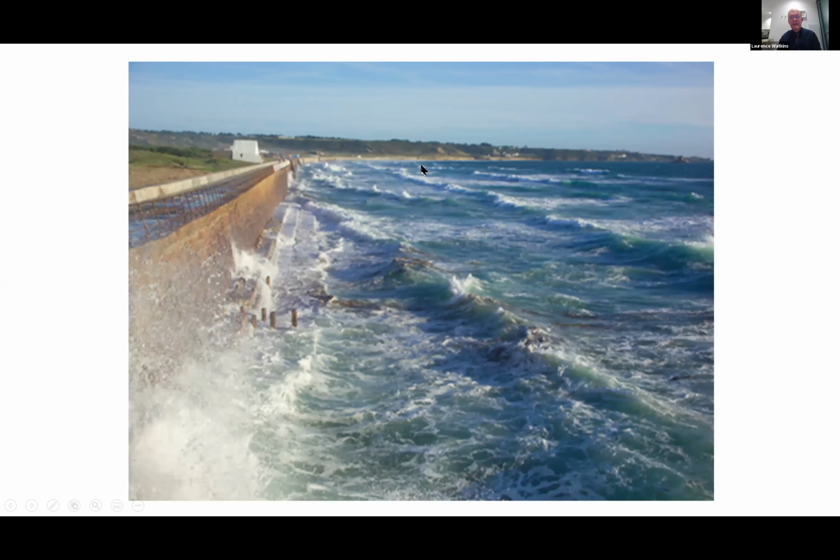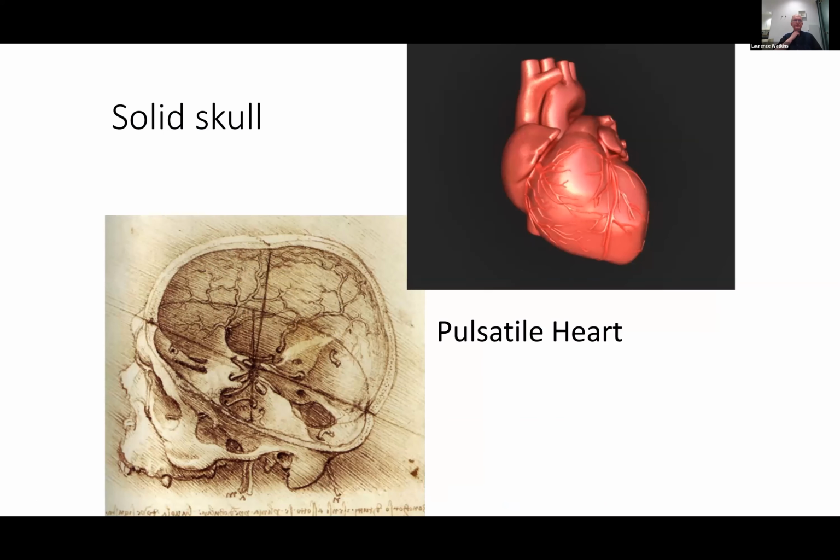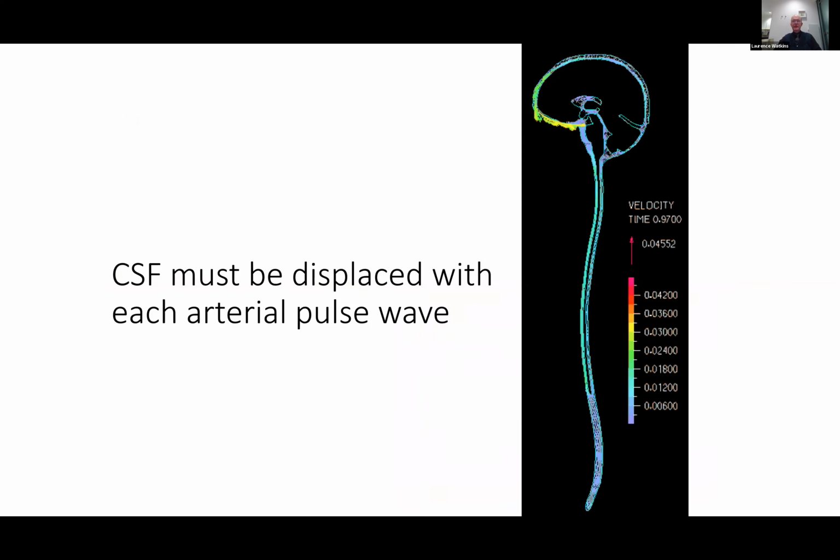So it's not like a dam across a river. It's more like the movement of the sea. There are tides, there are waves, there's interactions with surfaces. And you really have to understand all of those things in order to really understand hydrocephalus. So we have a solid skull and a pulsatile heart. And so as the brain expands with the pulse wave of blood entering it, CSF moves out of the way and down into the spine.